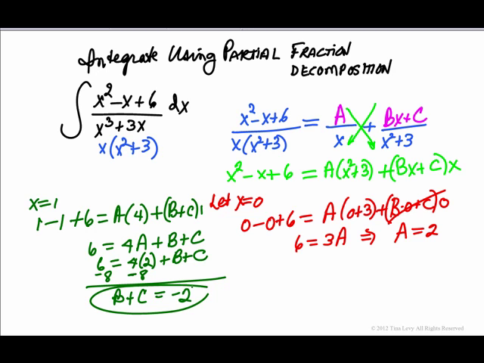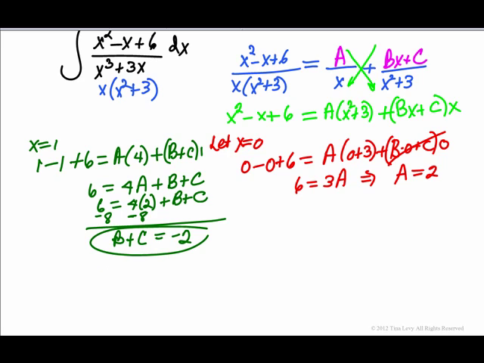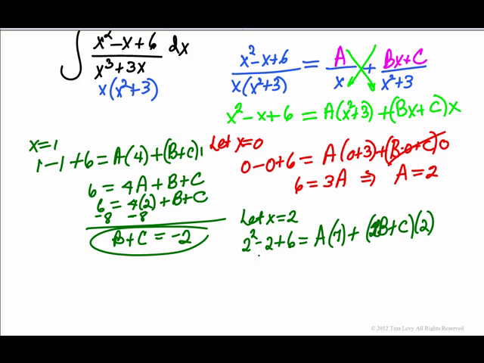Okay, so now I am going to choose another value for x. This time I'll just let x equal 2. So substituting in this, I get 2 squared minus 2 plus 6 is a times 2 squared plus 3 is 7, 4 plus 7, plus 2b plus c. So we've got 2b plus c times 2. So this is 4 minus 2, 2 plus 6, I get 8 is 7a plus 4b plus, distributing the 2, 2c.